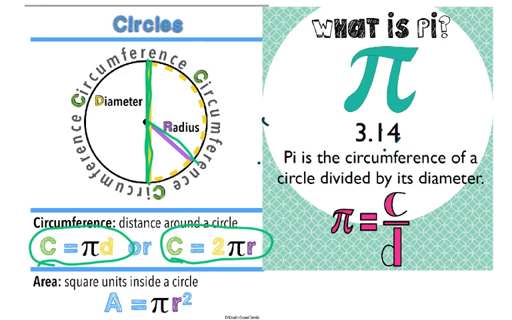How do you find pi? Pi is found by taking the circumference and dividing that by the diameter. And you probably already know this, but pi is one of those numbers that is irrational, and it will repeat on and on and on forever. So this is rounded. Rounded pi is 3.14. You can also use 22 over 7 as a unit for pi.